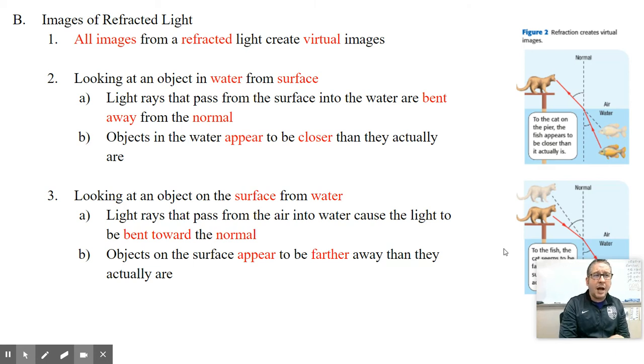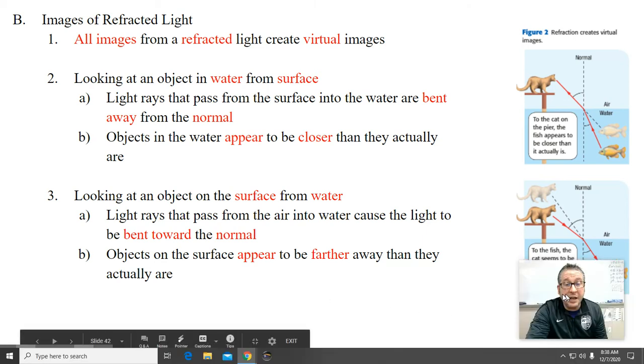Now, if we look at an object in water from the surface, so much like if we were the cat, okay, and we are looking from air into water, what we would see is the light rays that pass from the surface into the water are going to be bent away from the normal. And so objects in the water will actually appear to be closer than they actually are. And so the fish itself is actually right here, but because of the light being refracted from the air to the water, it's going to appear as though the fish is right here, and the cat probably is going to have a difficult time trying to catch that fish.